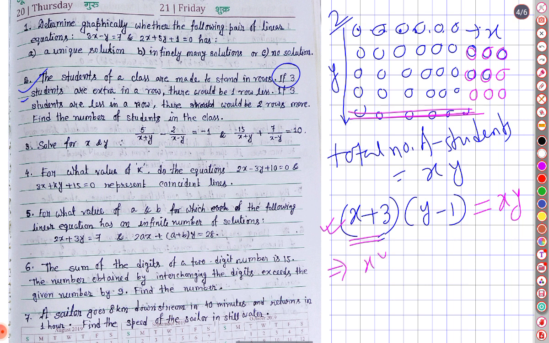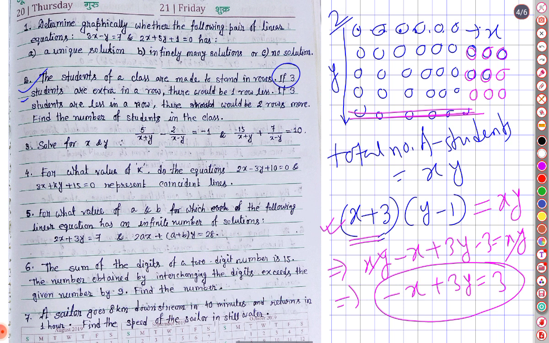If you simplify, you will get xy minus x plus 3y minus 3 is equal to xy. So xy will be cancelled out, and one equation you will get: minus x plus 3y is equal to 3. This is one equation. Another equation, the condition is: if three students are less in a row, then there should be two rows more.